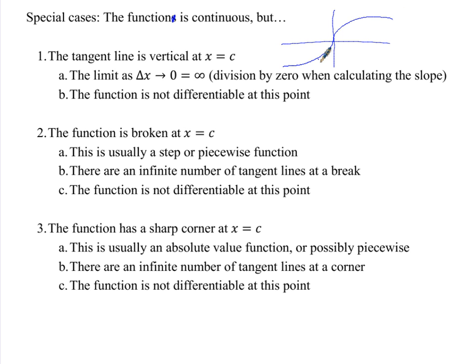So the function is actually continuous, but if I try to find the derivative here, I'd be finding basically a vertical line slope. And there is no slope on a vertical line, right? It's undefined. I shouldn't say no slope. It's an undefined slope for a vertical line. So therefore, you can't find the derivative there. The limit as delta x approaches 0 is infinity because of the division by 0 on that vertical line. So therefore, the function is not differentiable at that point. The function is continuous, but it is not differentiable at that point.